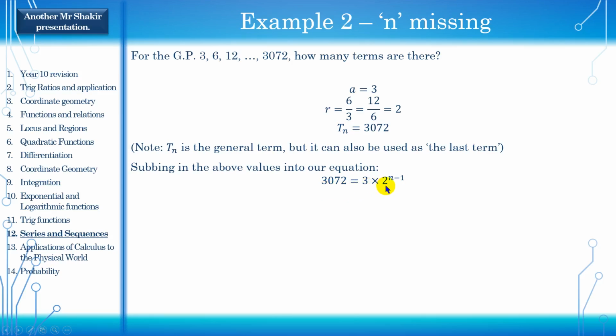And we use the a and r values. Now we're just going to solve. So divide both sides by 3. 1024 is equal to 2 to the power of n minus 1. Now note here, if you haven't done logs, you won't know how to solve this except by guess and check. So feel free to use guess and check if you haven't done logs yet. If you have done logs and you've forgotten, I guess this might be a quick revision. And this is going to pop up a lot.